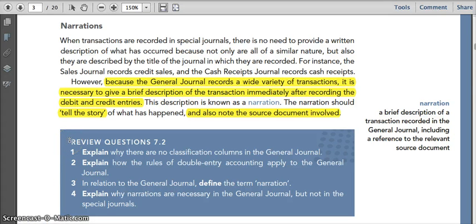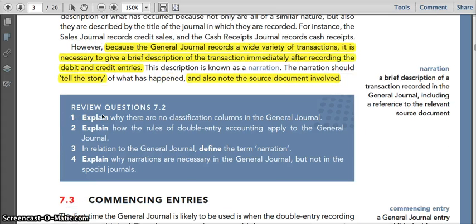So if we can knock over review questions 7.2 now, that would be fantastic. And then I'll just do a quick example of commencing entries.